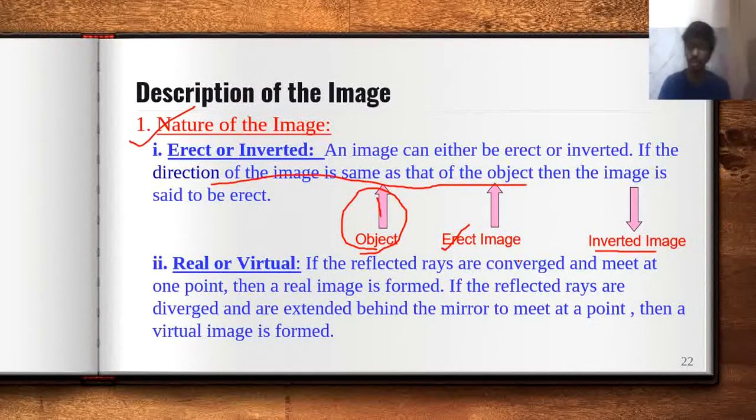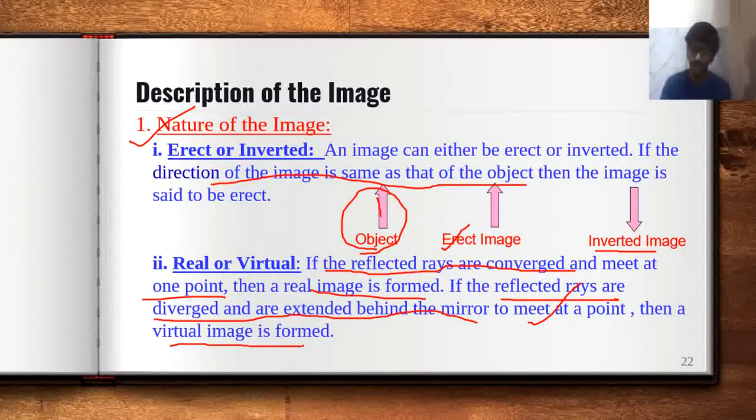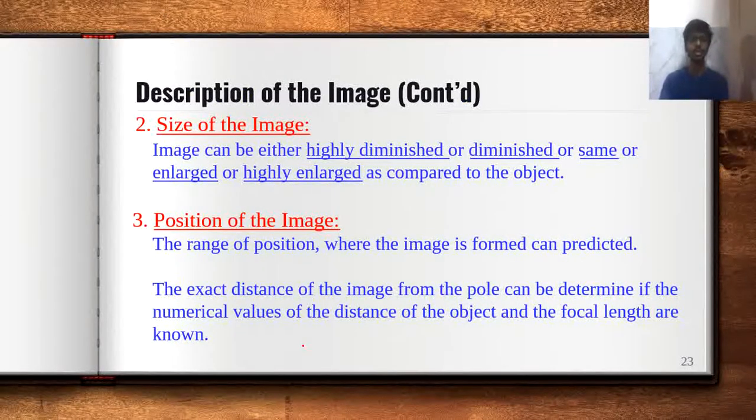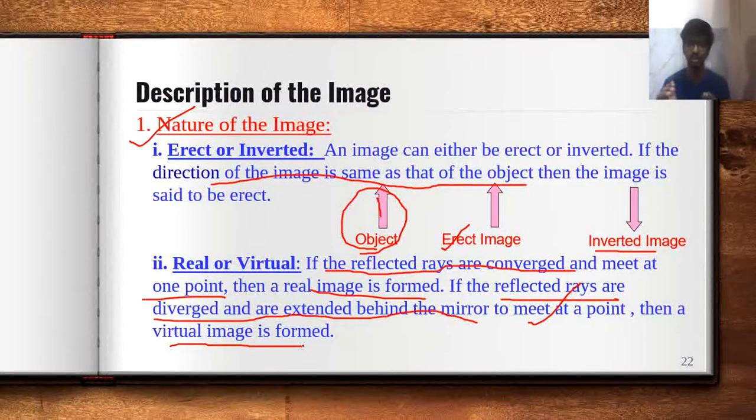So the image can be real or virtual. That is what I have discussed. If the reflected rays converge and meet at one point, then a real image is formed. If the reflected rays diverge and are extended behind the mirror to meet at a point, then it is a virtual image. Now, whenever a question is asked to you, the first point you have to find is the nature of the image. Under the category of nature, there are 2 points you have to find: whether it is erect or inverted, and whether it is real or virtual. These things you have to answer.